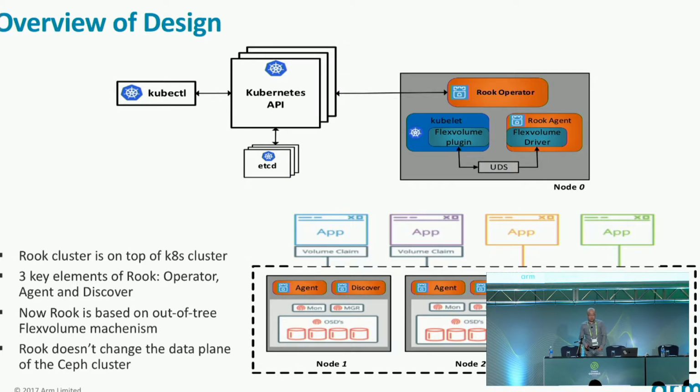Now Rook is based on the flex volume. It doesn't support CSI yet. CSI is the Container Storage Interface. For the Ceph cluster, Rook doesn't change the data plane of the Ceph cluster. It just changes the control plane of Ceph.